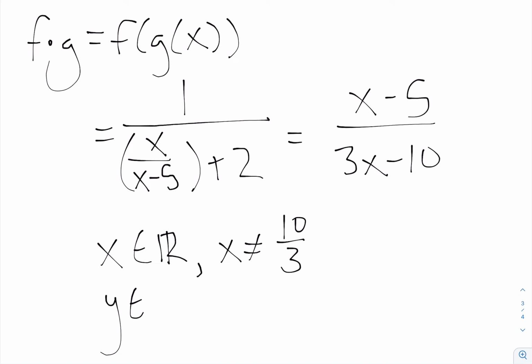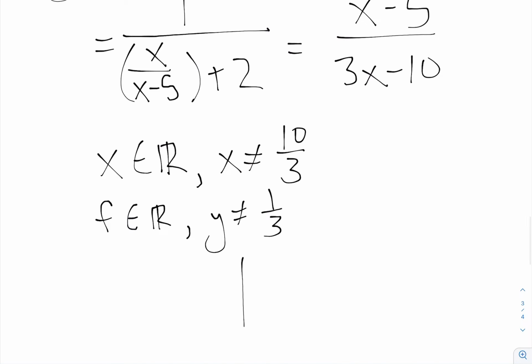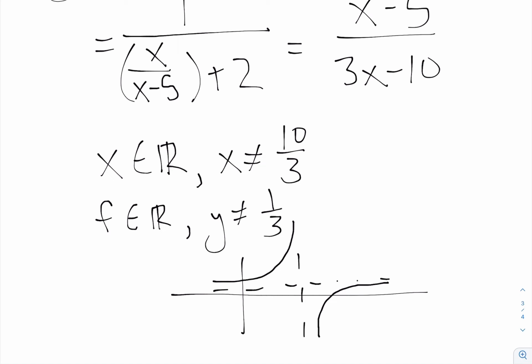Actually, it's not even y, I'm going to put f of x. So f is an element of real numbers, and y cannot equal 1/3. I hope that makes sense, because as x gets really big, the negative 5 and the negative 10 won't matter as much. So remember, we have our asymptote right here, and as the graph flattens out, this horizontal asymptote is going to be 1 over 3, and this is going to be 10 over 3.